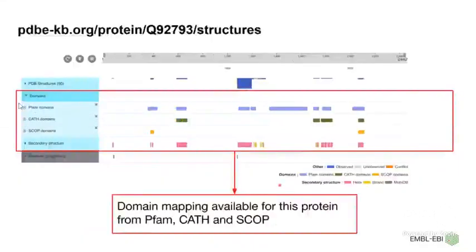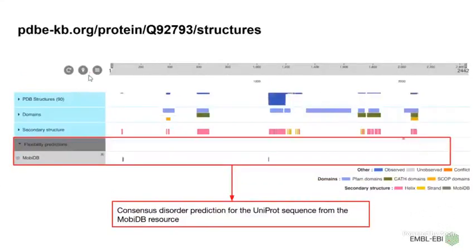You can also see domain information. We have domain information from Pfam, CATH, SCOP, and even InterPro, which is highlighted in this section. In terms of flexibility, we have data coming from MobiDB, which basically gives the consensus disorder prediction from the UniProt sequence for a given UniProt sequence. For more details about our other partners, we will talk about it in the annotation section.